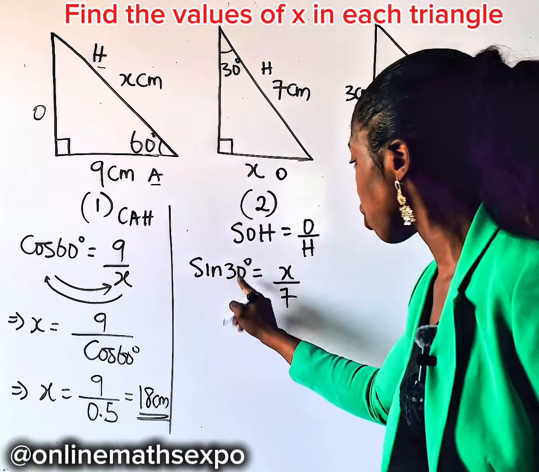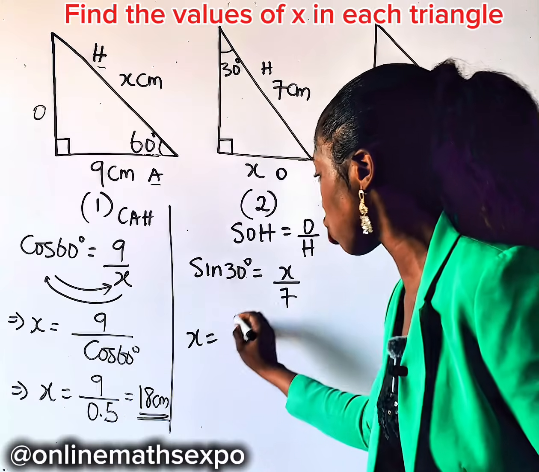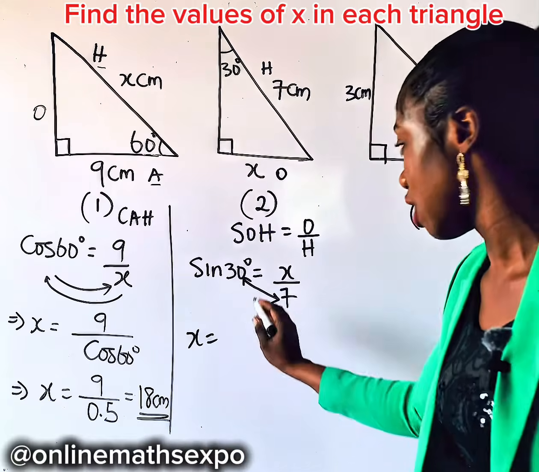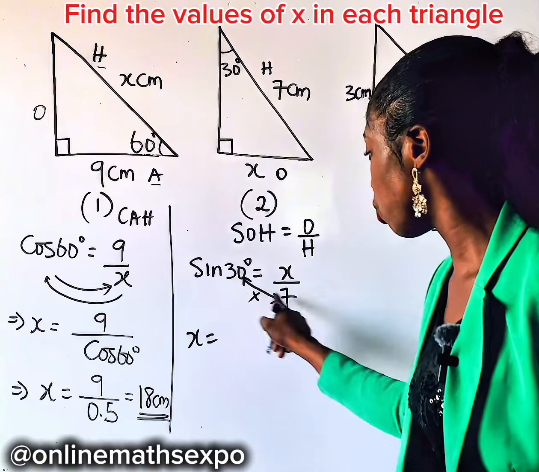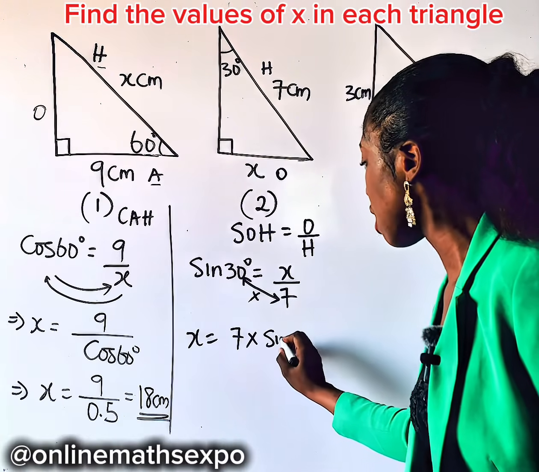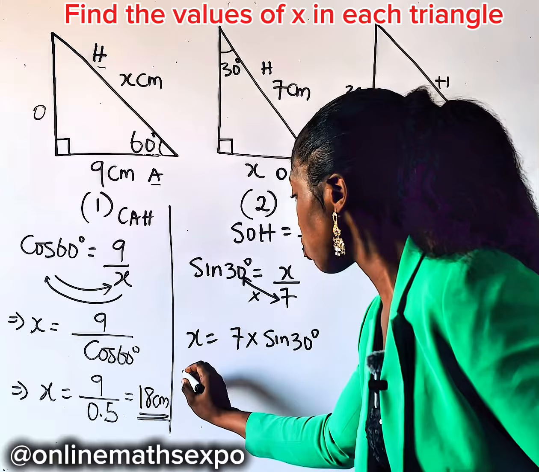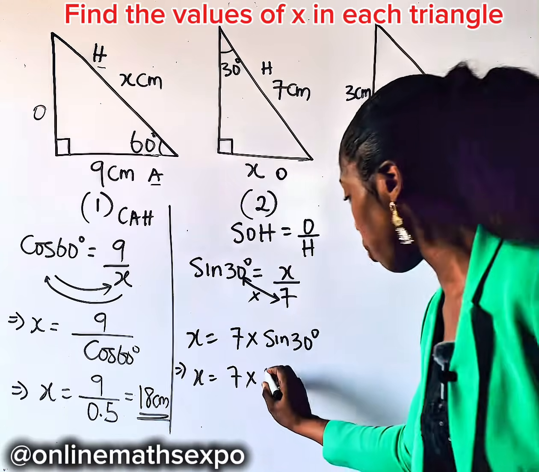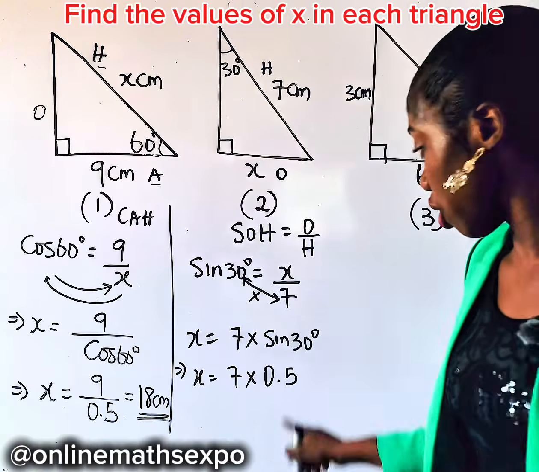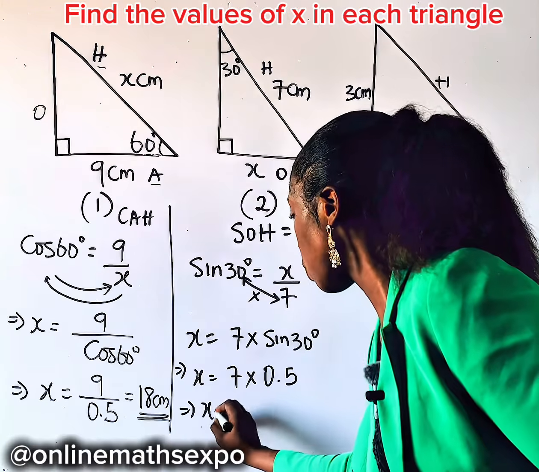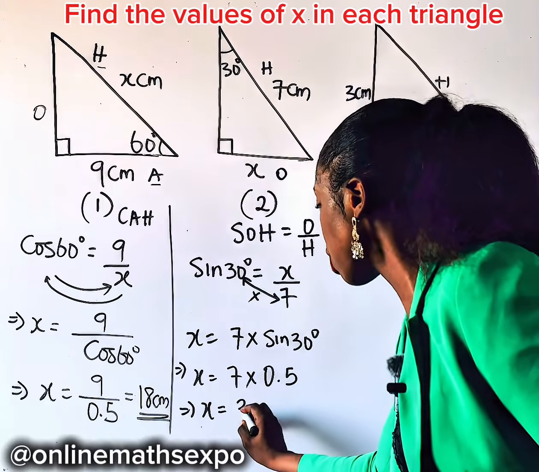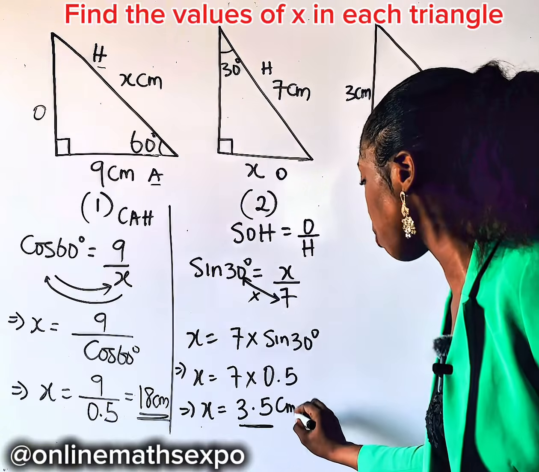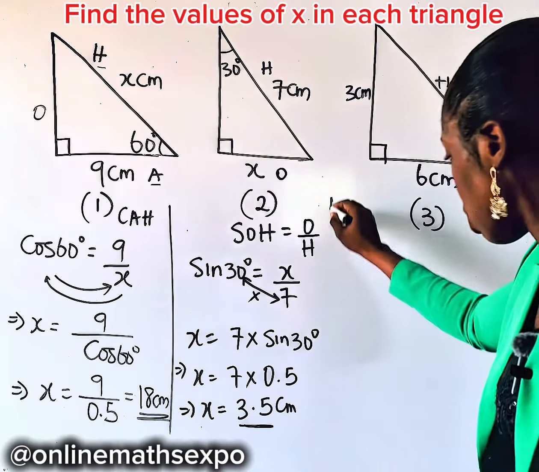Now, what do you do? To get this x, make x the subject, you just need to multiply these two. You can still say cross multiply, whichever word. If you do that, you are going to have 7 multiplied by sine 30 degrees. That will give us x is equal to 7 multiplied by sine 30 degrees, which is 0.5. So make sure that your calculator is in degrees. When you multiply 7 by 0.5, it gives you 3.5, and that is the value of x. So it's going to be 3.5 centimeters. That is for diagram 2.